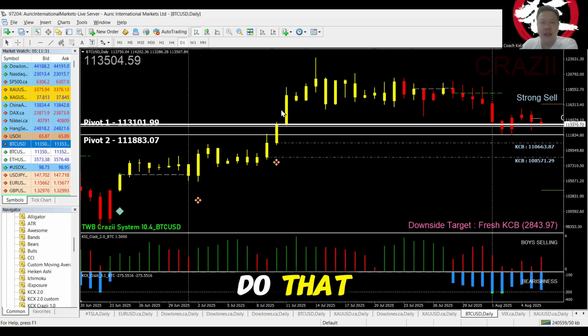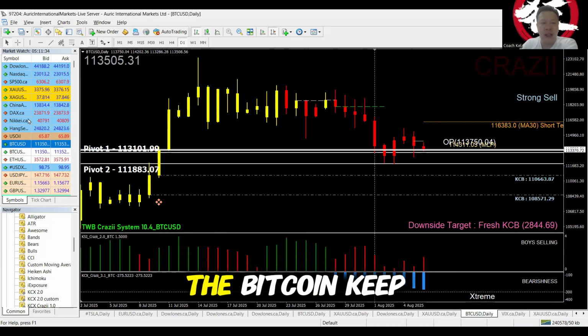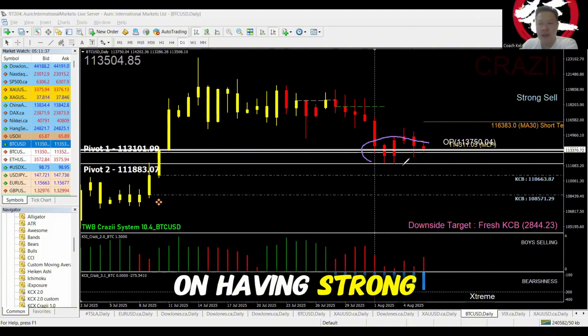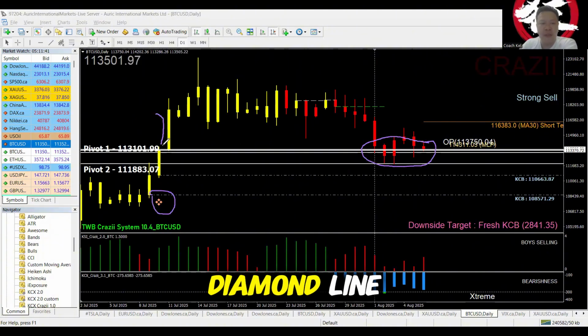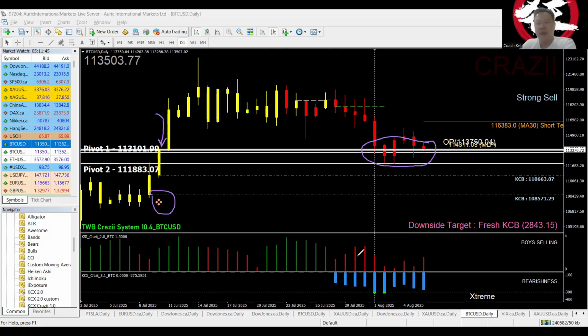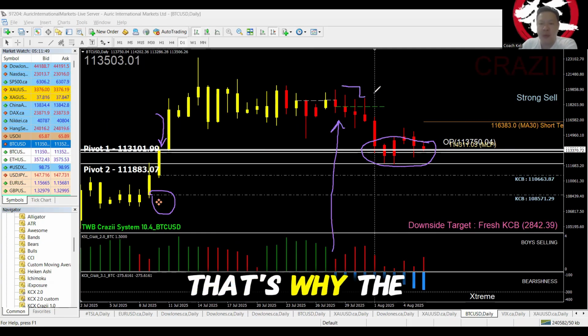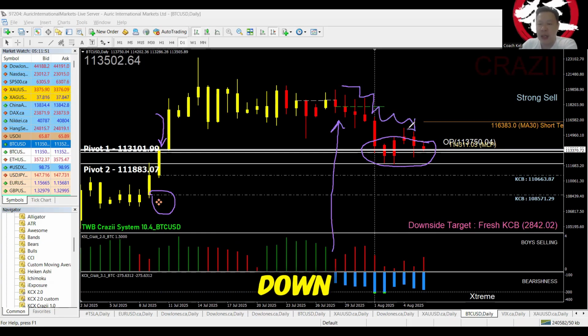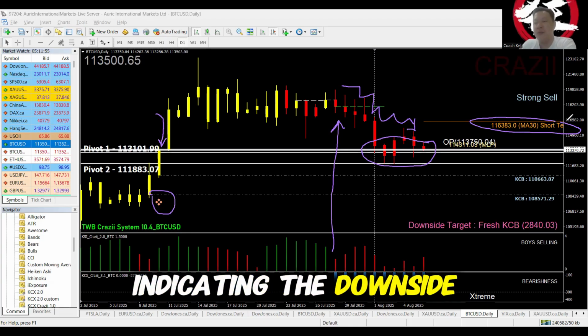Now, if you do that, you will notice that that's why, the last few days, Bitcoin keeps having strong support around this area, because of the diamond that is here. This is the diamond line. That's why the market refused to go down much. Now you can see that the KSI has turned red over here. That's why the average momentum is on the way down. Second of all is the MA30, which is also indicating the downside.